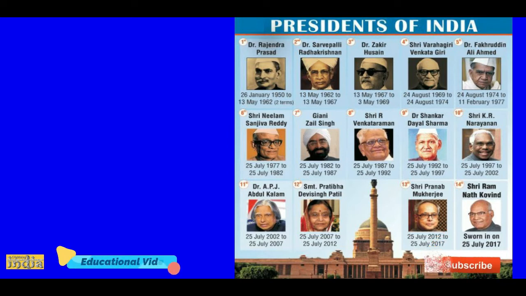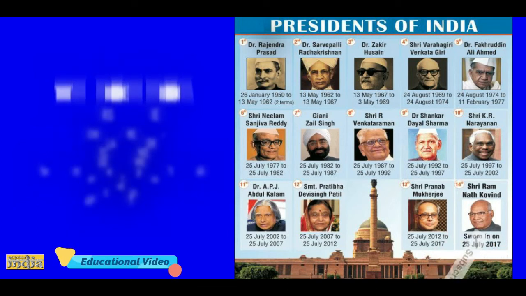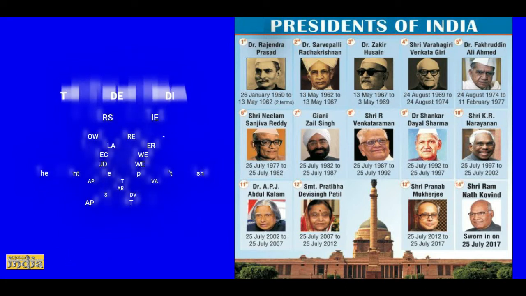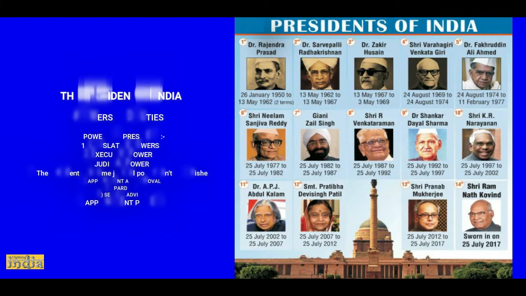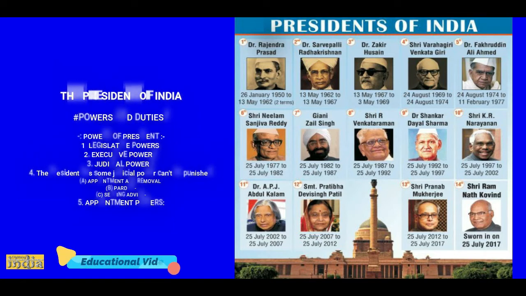Legislative powers. The President of India also enjoys legislative powers. He is an integral part of Indian Parliament. Parliament consists of the President and two houses, the House of the People and the Council of States. The President has the power to summon and prorogue both the Houses of Parliament. He can also dissolve the House of the People before the expiry of its term.